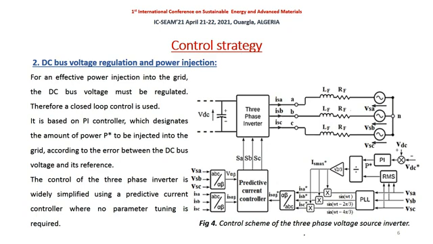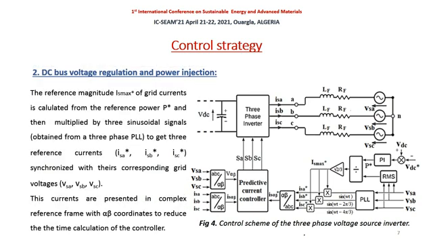The control of the three-phase inverter is widely simplified using predictive current controller where no parameter tuning is required. The reference magnitude of grid currents is calculated from the reference power and then multiplied by three sinusoidal signals obtained from a three-phase PLL to get three reference currents synchronized with their corresponding grid voltages. These currents are presented in complex reference frame with alpha-beta coordinates to reduce the calculation time of the controller.